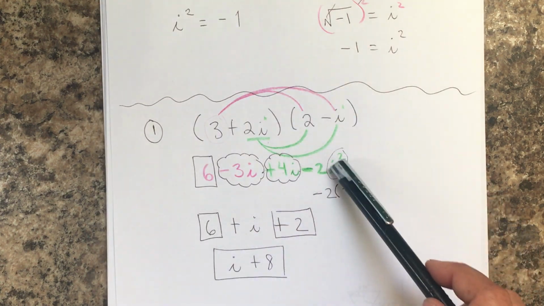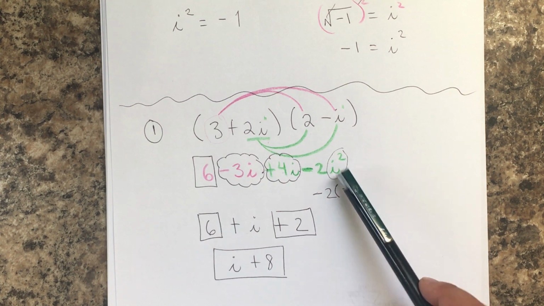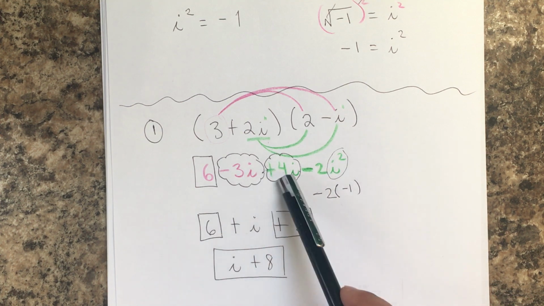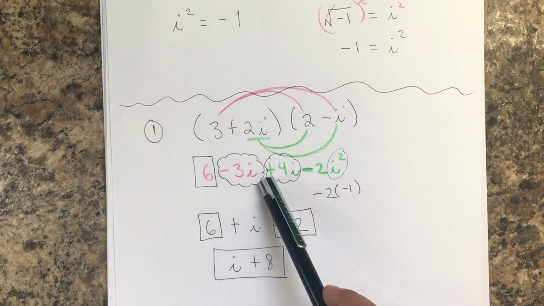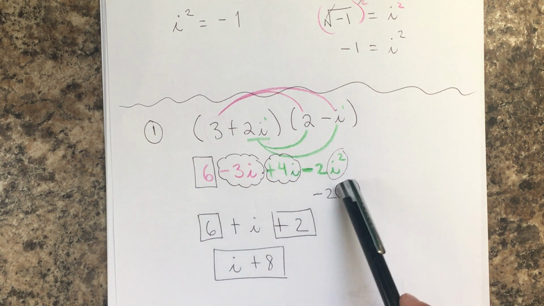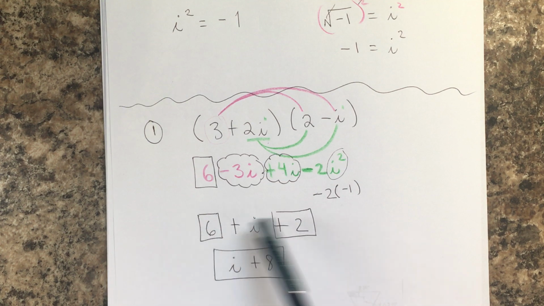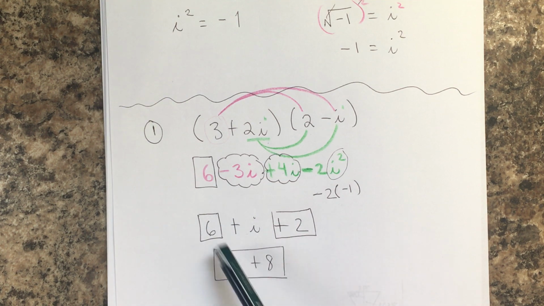Okay, by negative 1. And you can do that little part on the side. At the same time, you combine these like terms. Negative 3i plus 4i is i. Bring down the 6, and the answer from here is negative 2 times negative 1, positive 2. And again, you combine the constants. So i plus 8. Okay.